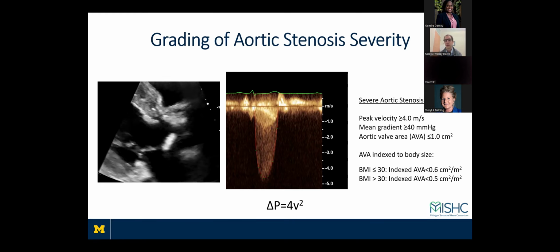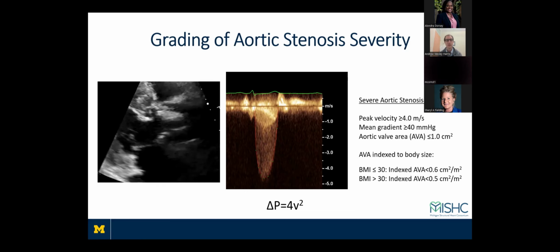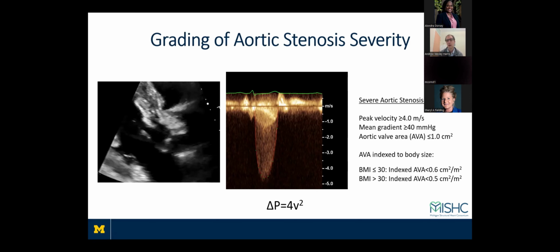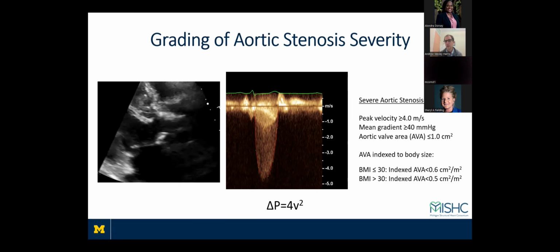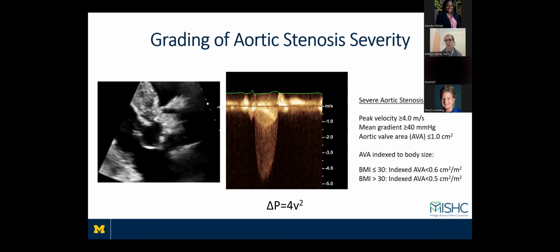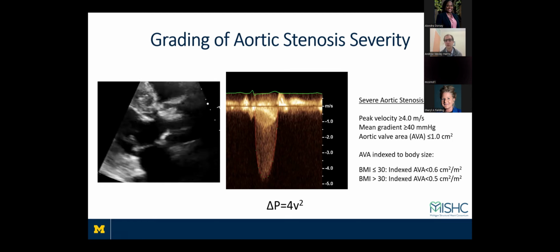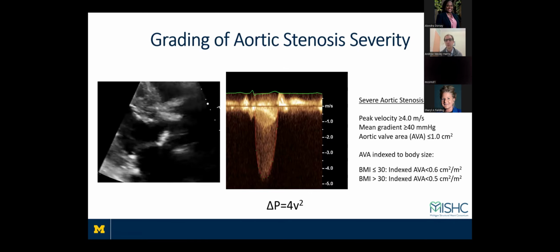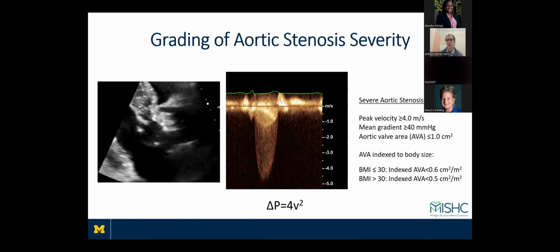We can also index the aortic valve area to body size by dividing by body surface area, or BSA. And we use these thresholds down below: if a patient has a BMI of less than 30, we would use an indexed aortic valve area of less than 0.6 centimeters squared per meter squared. And for patients with a BMI above 30, we would use a stricter threshold of 0.5 centimeters squared per meter squared.